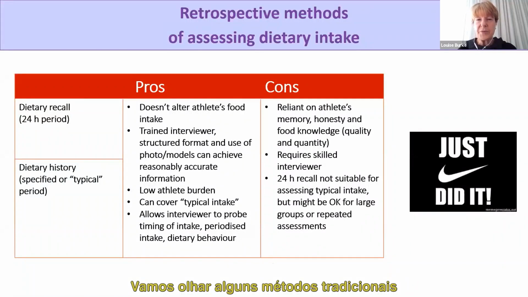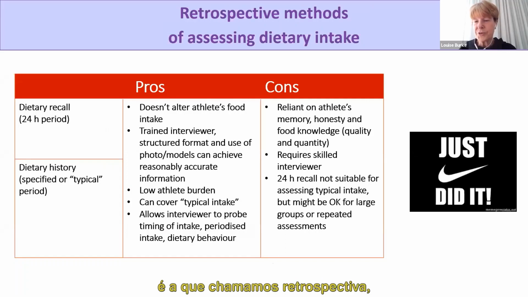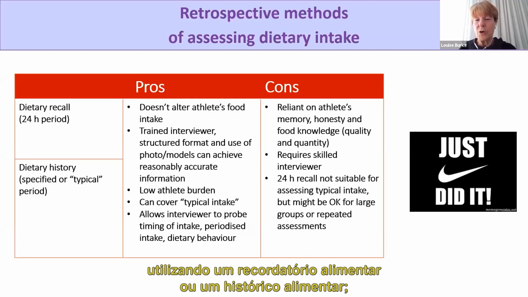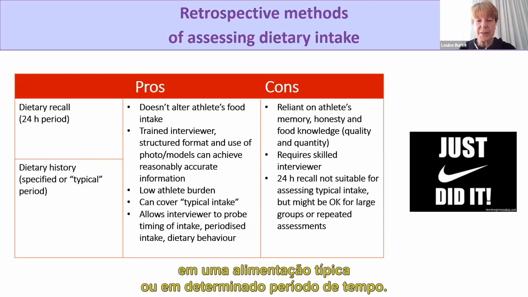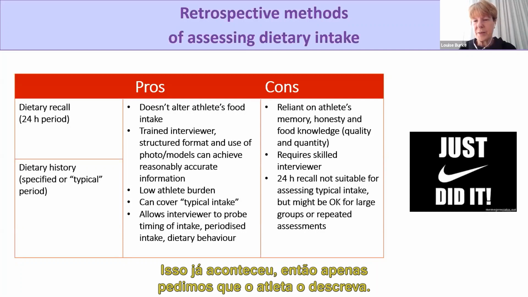So let's look at some of the traditional ways in which dietitians measure intake of food. The first types of intake assessment tools are what we call retrospective, or looking at things that happened in the past, asking an athlete about what they ate yesterday, as in a dietary recall, or using a dietary history to ask an athlete what they normally eat over their typical intake or a specific period of time. Now, the pros of, or the benefits of using these kinds of retrospective methods is that you're not altering the athlete's intake. It's already happened, and what you're doing is getting them to describe it.